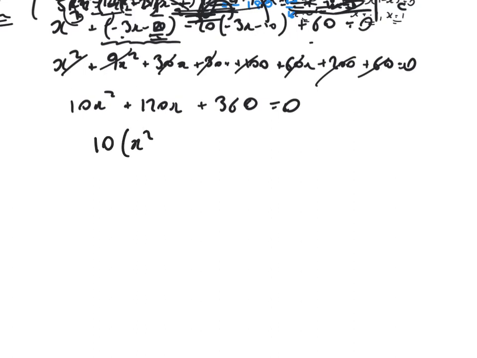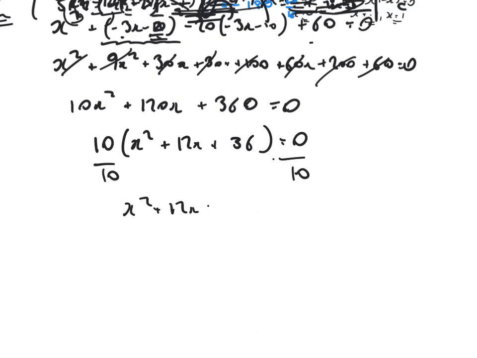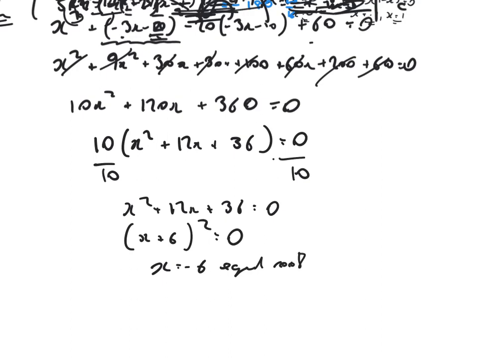First rule of factorising, take out a highest common factor, so it's going to be 10 bracket x squared plus 12x plus 36, close bracket is equal to 0. I can then divide both sides by 10, and that will bring me down to x squared plus 12x plus 36 is equal to 0. That will be x plus 6 bracket x plus 6, which is x plus 6 all squared. So x equals -6, equal roots. Therefore, tangency exists.